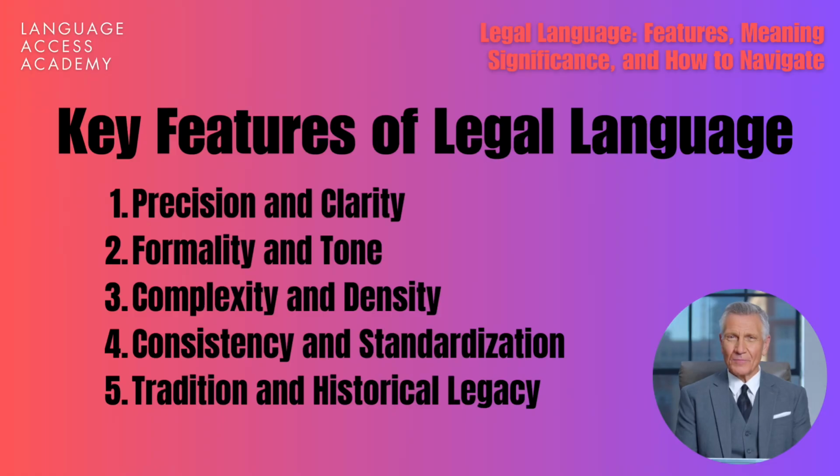Now, let's break down the main characteristics that set legal language apart. I'm going to cover 5 key aspects: precision, formality, complexity, consistency, and tradition. Grab your notepad because these insights might just change the way you look at contracts, court rulings, or even everyday legal notices. 1. Precision and clarity.